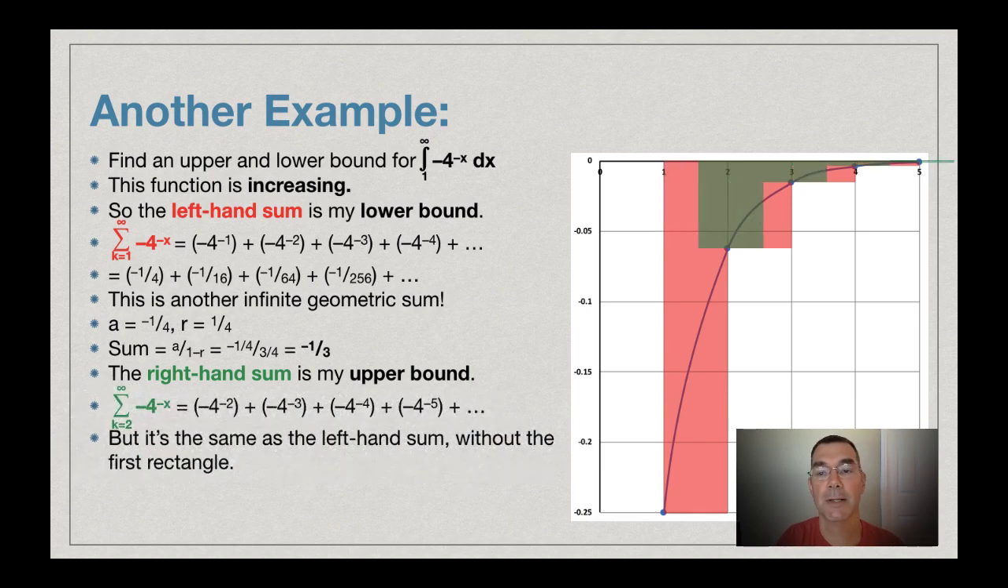All I have to do is take the sum that I got for the left-hand sum, which was -1/3, and subtract off the first left-hand rectangle, which was -1/4. So if I have -1/3 and I subtract off -1/4, I get -1/12. So what that means is the actual area is somewhere between -1/3 and -1/12. All right, so that is approximating improper integrals.